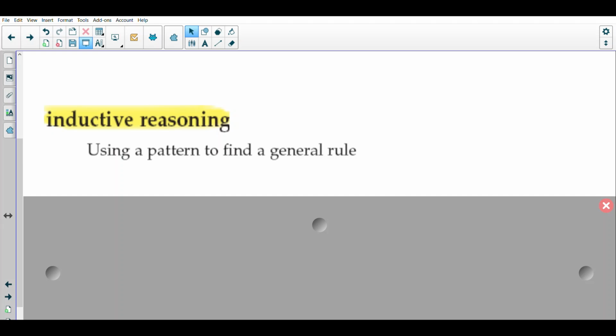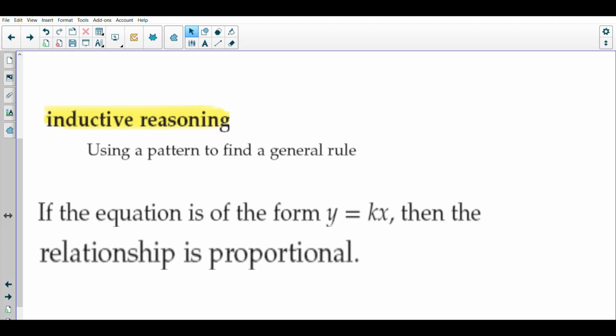It's nothing that's really proven. We just see a pattern and we create something from it. So if the equation is of the form y equals kx, then the relationship is proportional. Okay, y equals kx, where k is a constant.